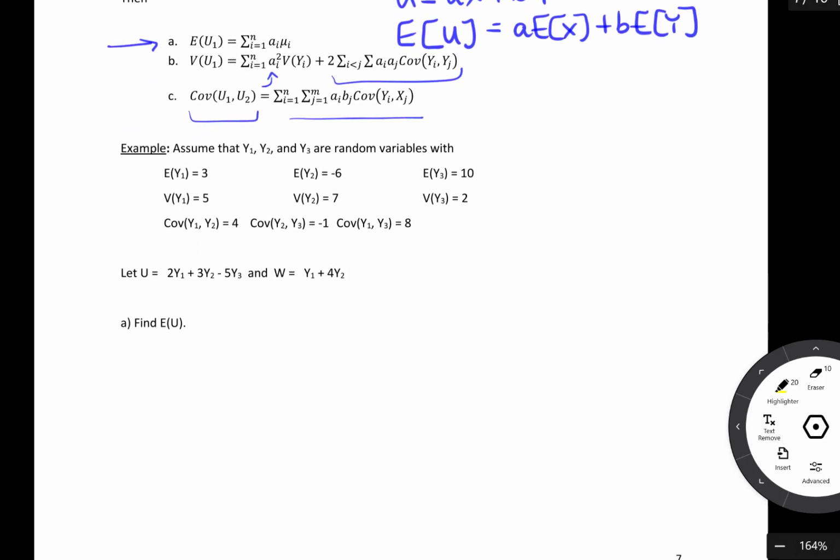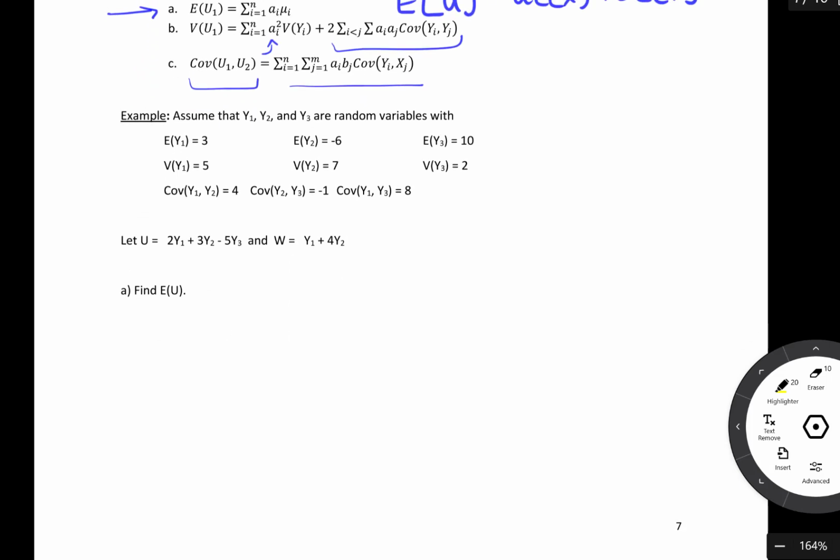Here we're going to suppose that y1, y2, and y3 are random variables. Notice here we have the expected value for all three of them. We have the variance for all three. And we also have the covariance for the three potential pairs between y1, y2, and y3. And so we're going to define a u and a w, which are functions of those. And we're going to find some different expected values, variance, and covariance.